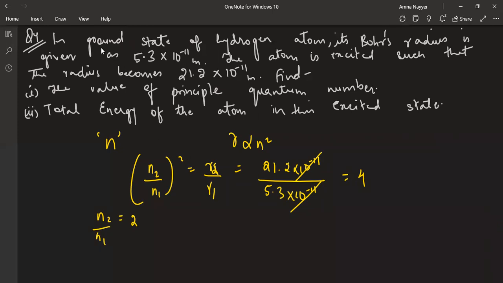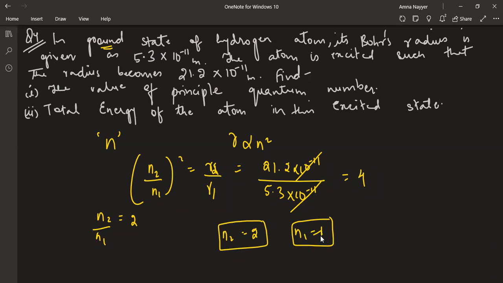See class, this is ground state. It means N1 has been specified. N1 is 1. So N2 will become 2. Now, principal quantum number, yes, this is the answer.